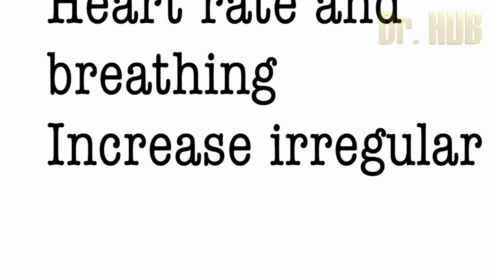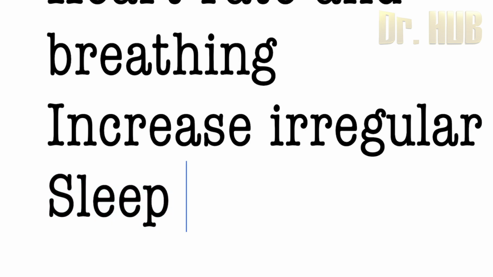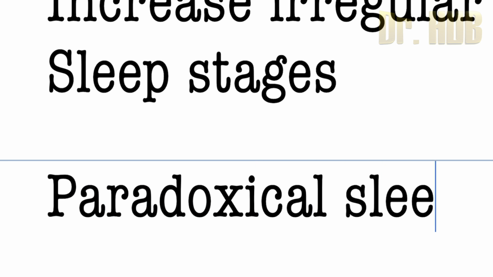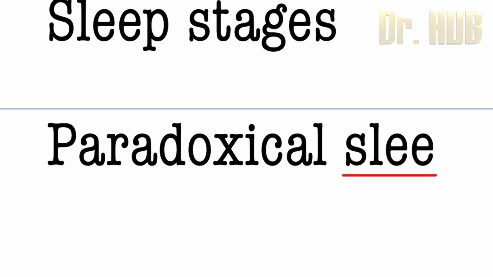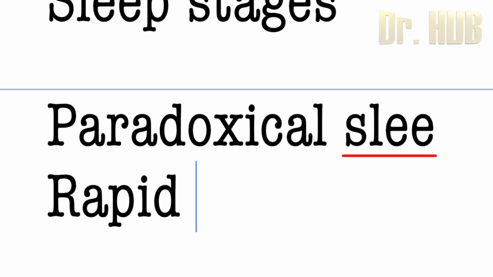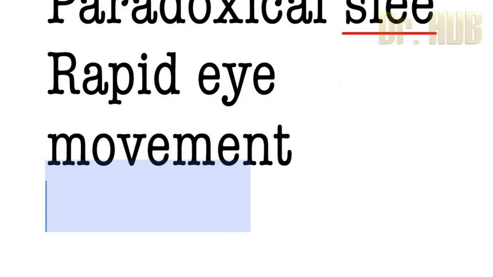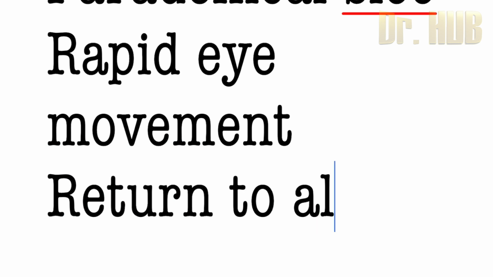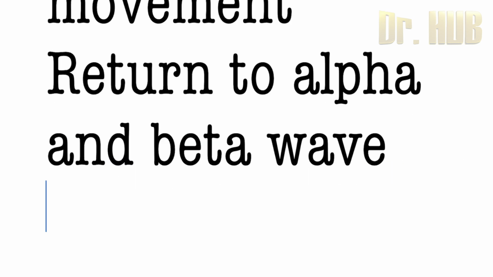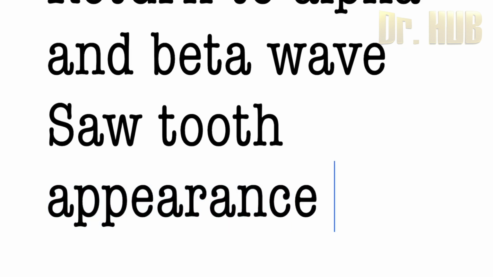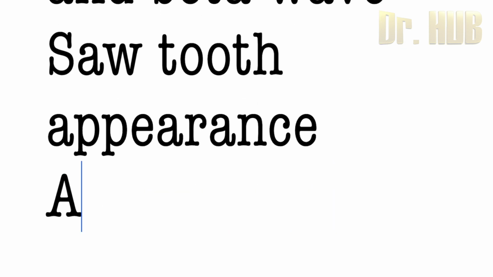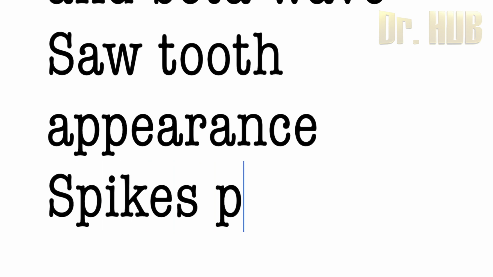Now how is the sleep stage in case of REM? It is paradoxical sleep, that is, rapid eye movement. Then the EEG returns to the alpha and beta wave. There is also a sawtooth appearance which is seen. Then the pontogeniculo-occipital spikes.